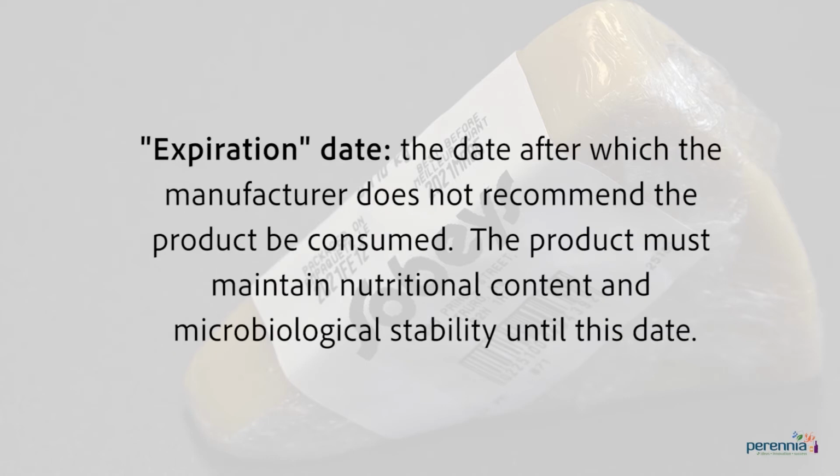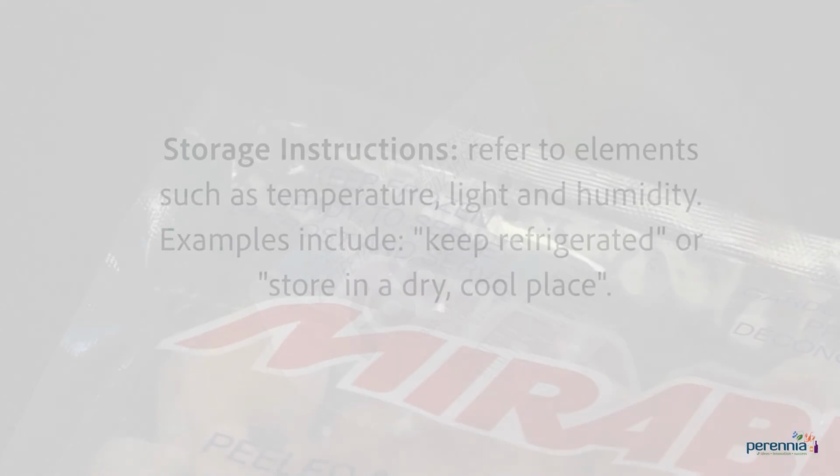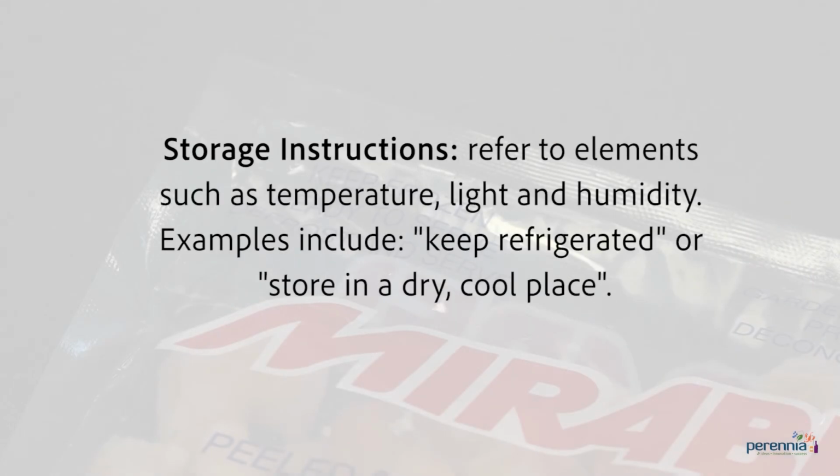Other foods may use an expiration date, which means the date after which the manufacturer does not recommend the product be consumed. The product must maintain nutritional content and microbiological stability until this date. These are typically seen on foods with a long shelf life, such as canned goods. Lastly, storage instructions are required when the storage conditions differ from room temperature. Examples include keep refrigerated, keep frozen, or store in a dry, cool place.